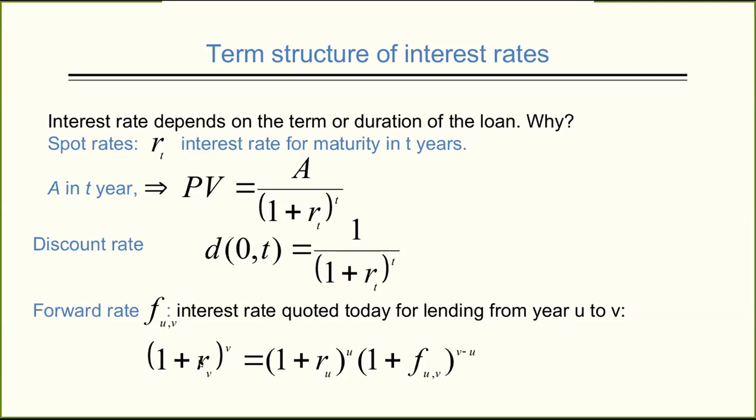And we know this and this today, but this is the interest rate. It is the forward rate. Today we don't know this rate, but we can compute it from this formula.